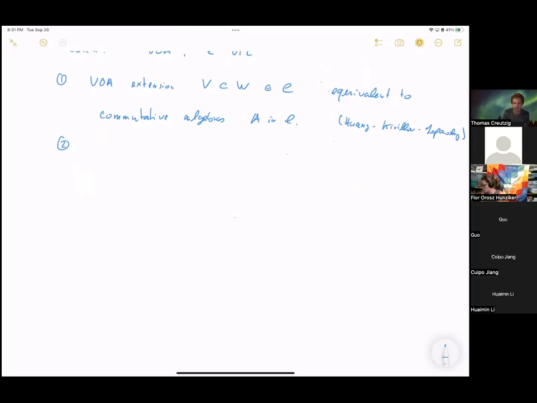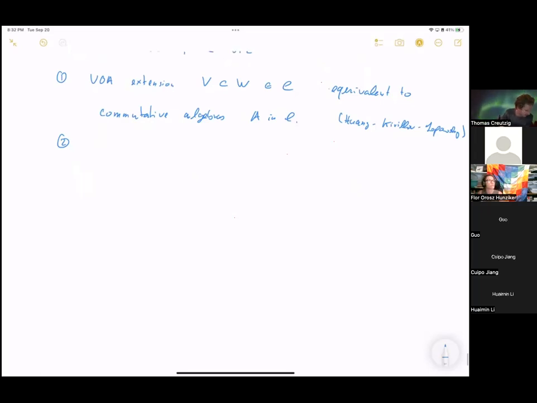You want to have that this category of local modules is in fact the same as the category of A modules in C. This is what Huang, Kirillov, and Lepowski also proved, so I should have attributed it to them here. But we also want that this category of local modules is the same as the category of W modules as braided tensor categories, not only as abelian categories. And that's a huge difference, because then you can study the monoidal structure on the categorical level.